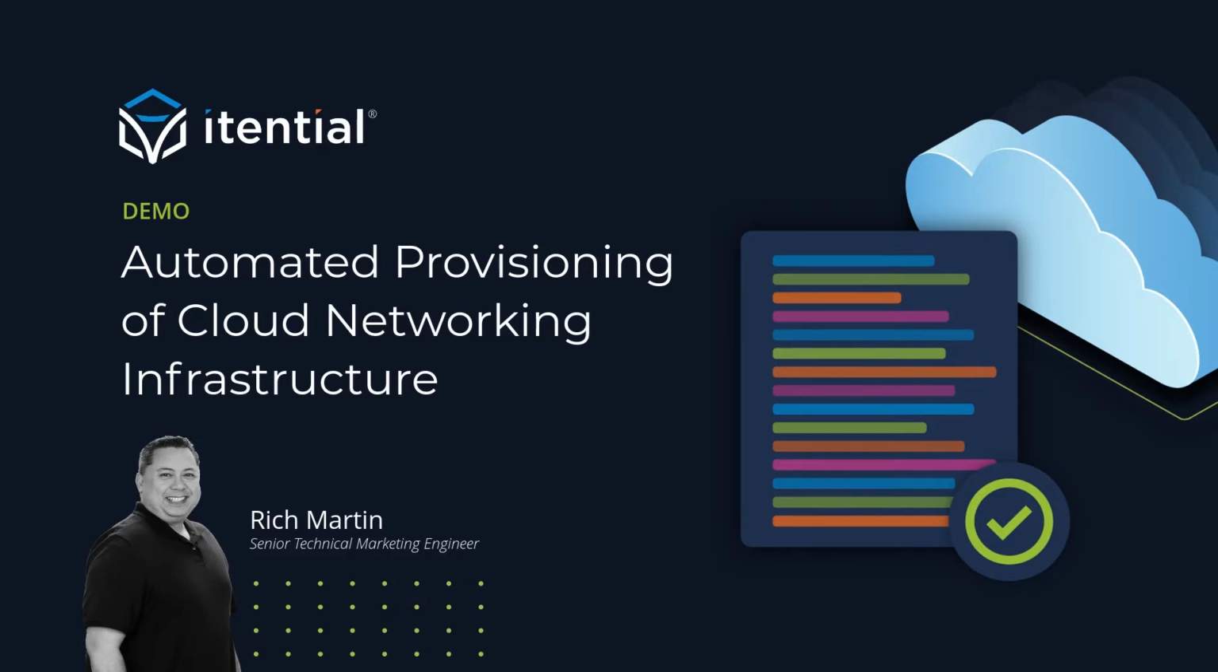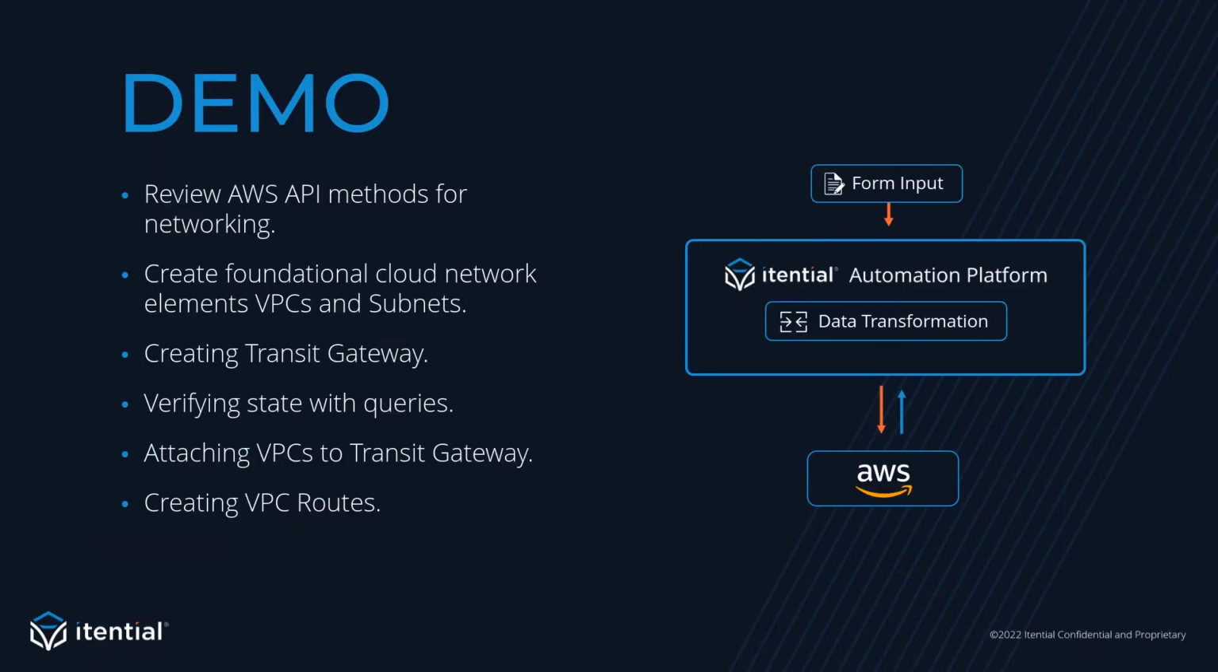And today we're going to spend some time talking about and looking at how to do some automated provisioning of cloud networking infrastructure. By way of some points in our presentation today, we'll take a look at the AWS API methods for networking.